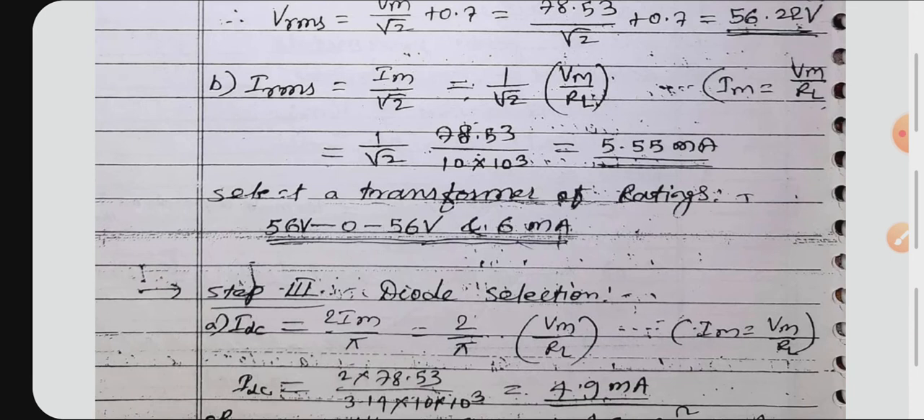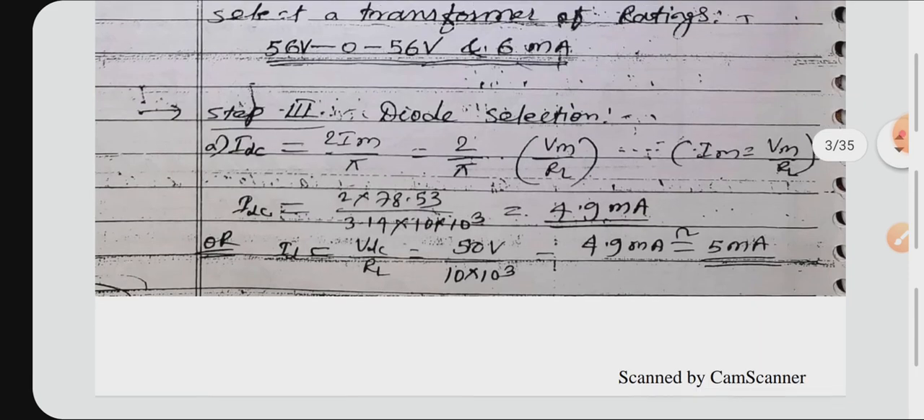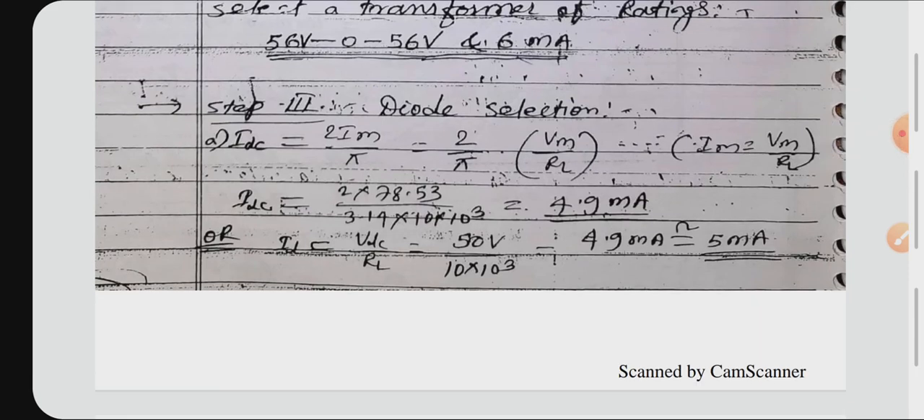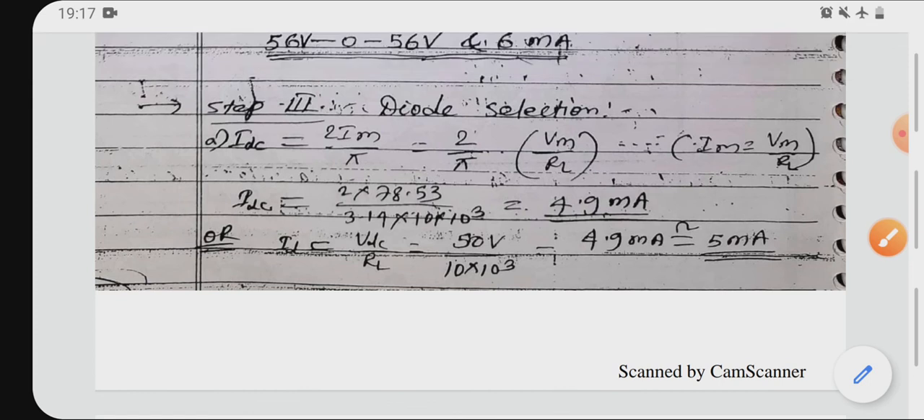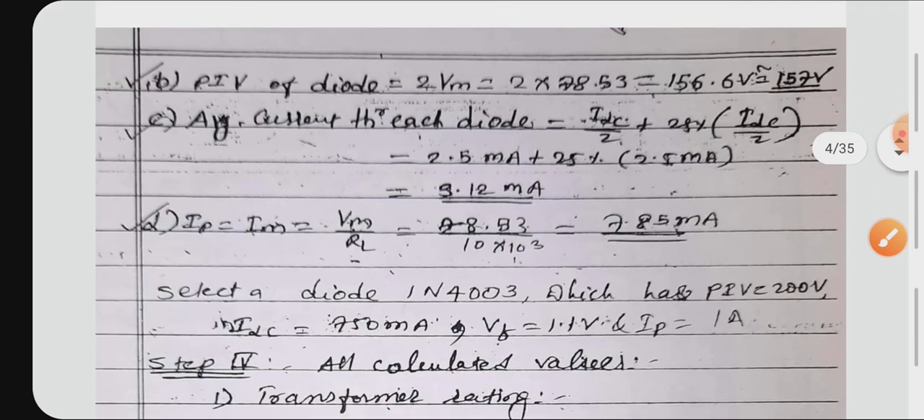Second step, diode selection. In the diode selection, again you have to calculate DC current flowing through the diode. The formula for IDC in the full wave rectifier is equal to 2Im by pi. Accordingly you will get the value as 4.9 milliampere here. You can round off to its higher value as 5 milliampere. Now you have to calculate PIV of diode.